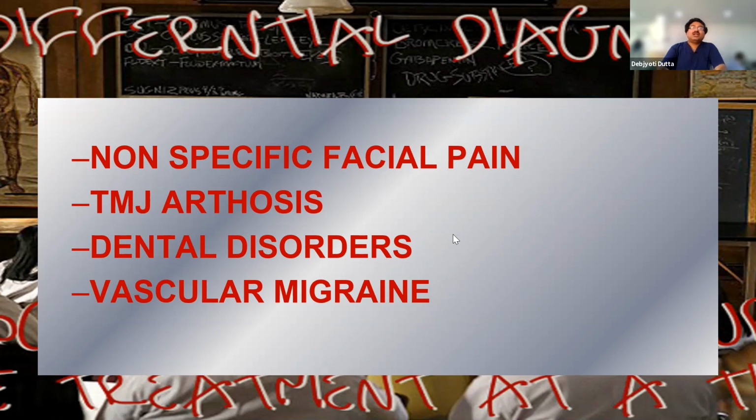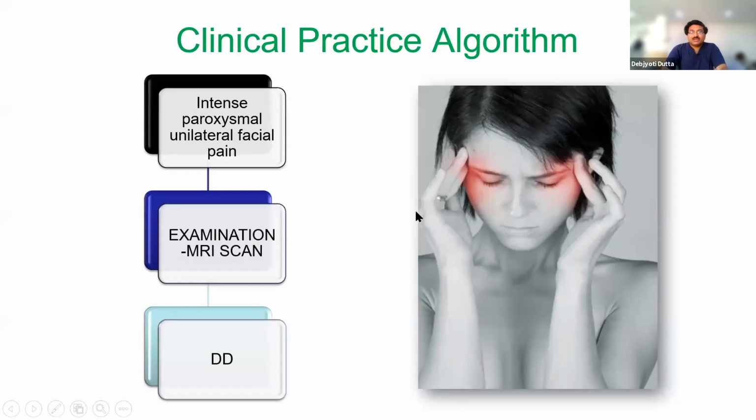This is quite common, and I have found at least 8 to 10 such cases where the tooth was extracted because it was thought to be a dental disorder, but ultimately the patient was suffering from trigeminal neuralgia. And vascular migraine is another thing we need to differentiate from trigeminal neuralgia.